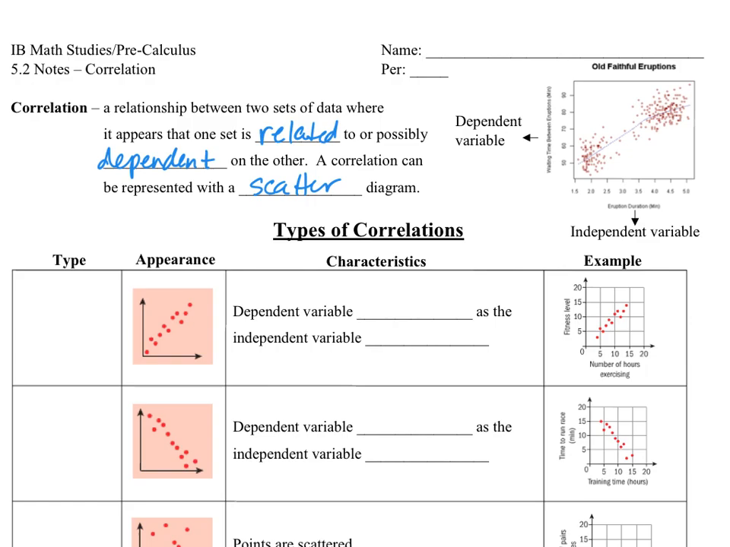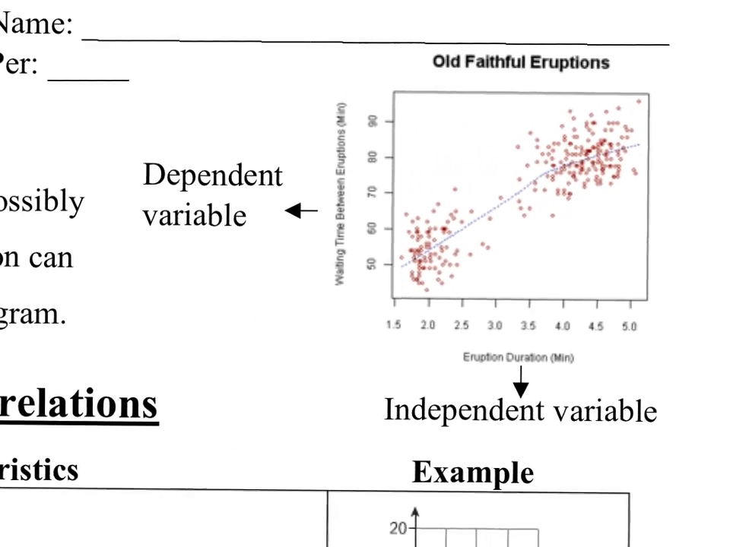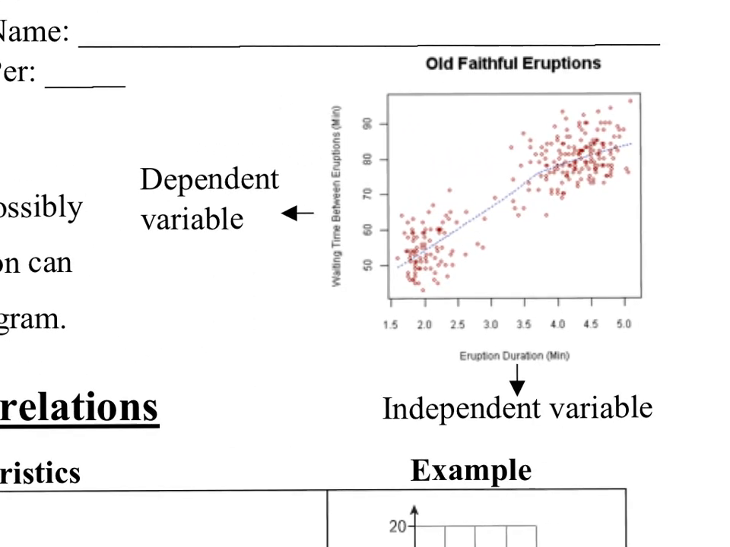So I grabbed an example off of the internet, and this is so tiny. Let me zoom in. I know it's really tiny on your notes. But let's take a look at this set of data that has to do with Old Faithful eruptions. I'm going to put a question mark here because I don't know if this is a dependent relationship or not. I just know that these two events seem to be related, and that is the waiting time between eruptions versus eruption duration.